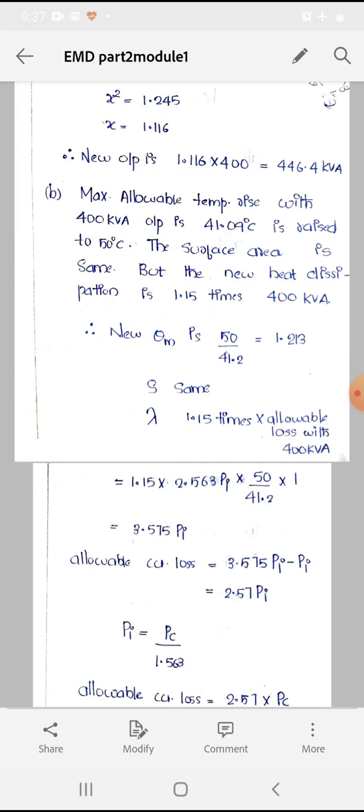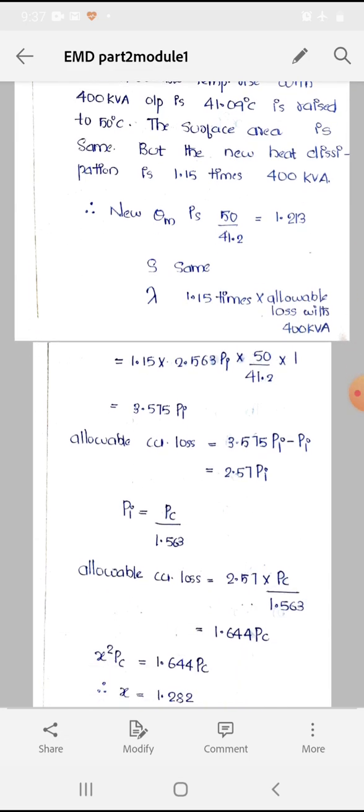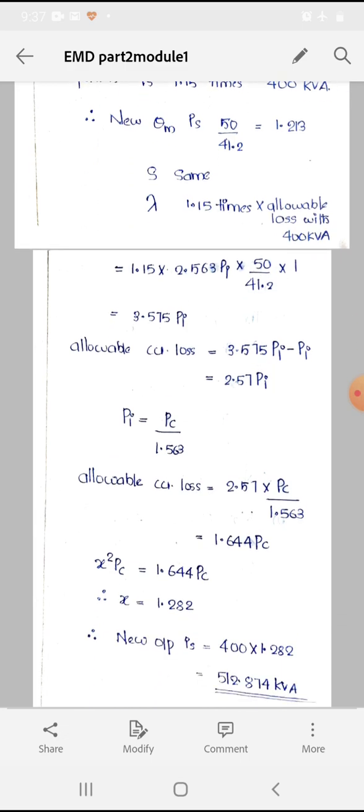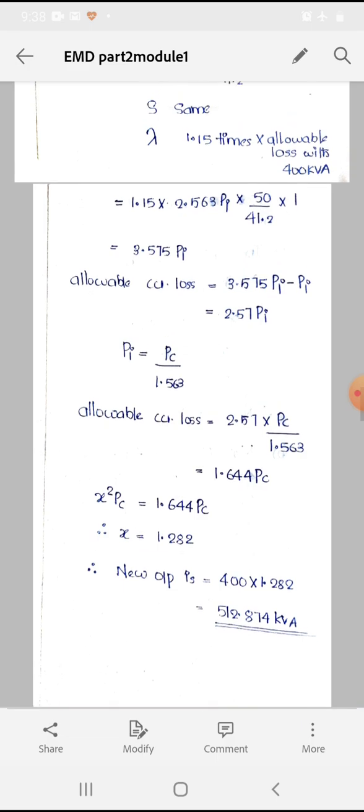Next we need to find the allowable copper loss, that is 3.575 Pi minus Pi, and we know that copper loss is equal to core loss, so Pi is equal to Pc by 1.563. Now we got the allowable copper loss for the second condition as 1.644 Pc. When the output is x times 400 kVA, x² Pc is equal to 1.644 Pc, since it is maximum efficiency. So the new output is this x value into 400.